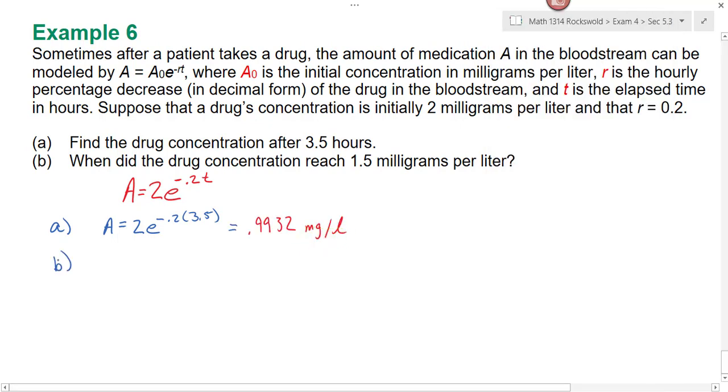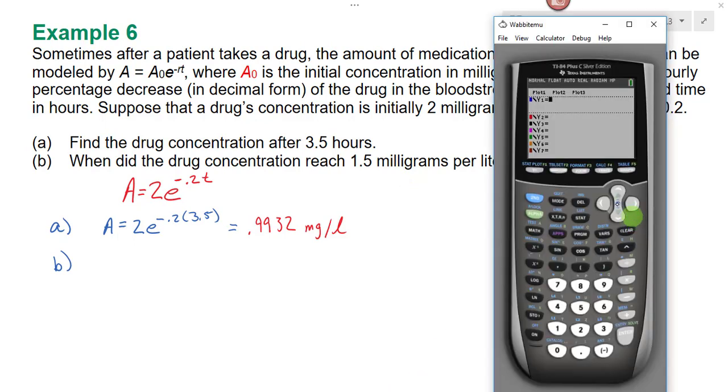Part B asks, when did the drug concentration reach 1.5 milligrams per liter? In order to answer Part B, we're going to use our graphing calculators. What I'm going to do is type in this function that I have written in red. We have 2, second ln, negative 0.2, make sure you use the negative, and then x is going to be our variable for our graph. And I want to know where this function is equal to 1.5 milligrams. I'm going to hit zoom 6 to get a standard window and see the graph.